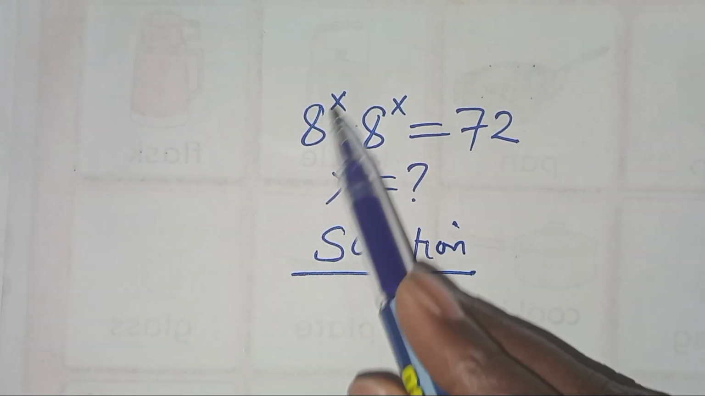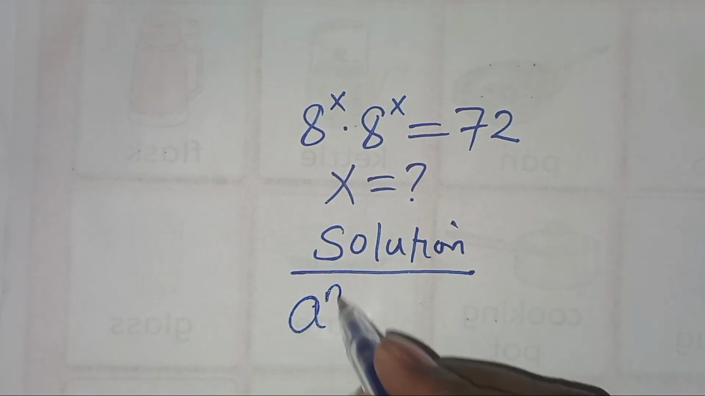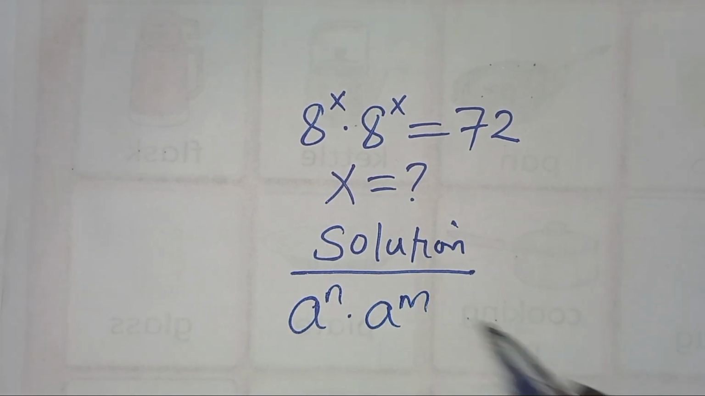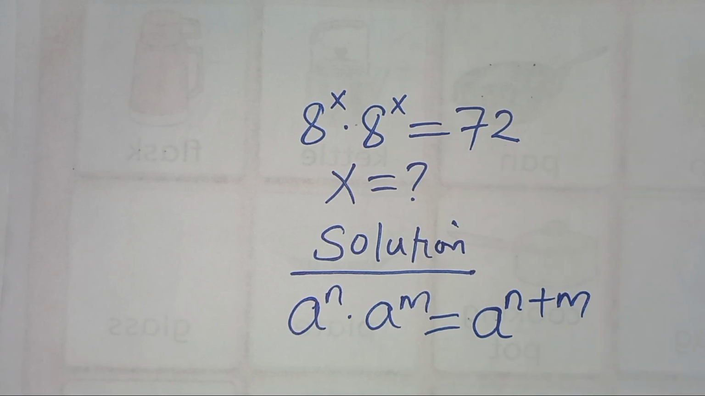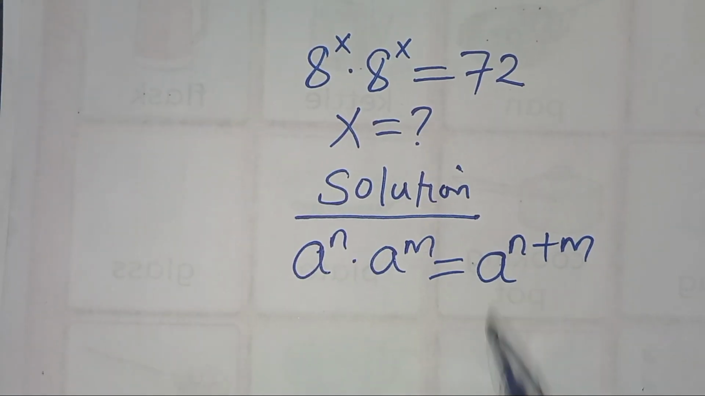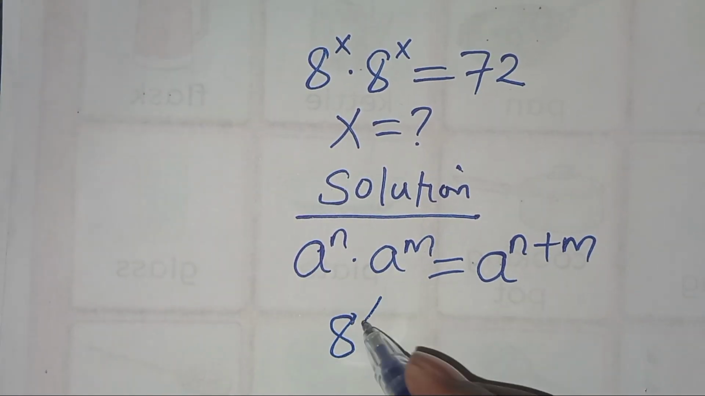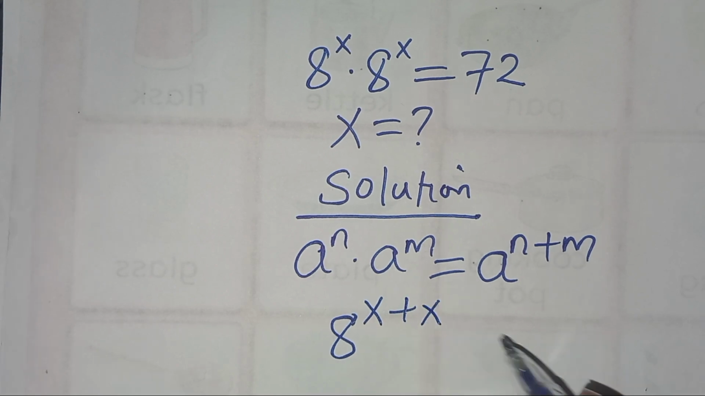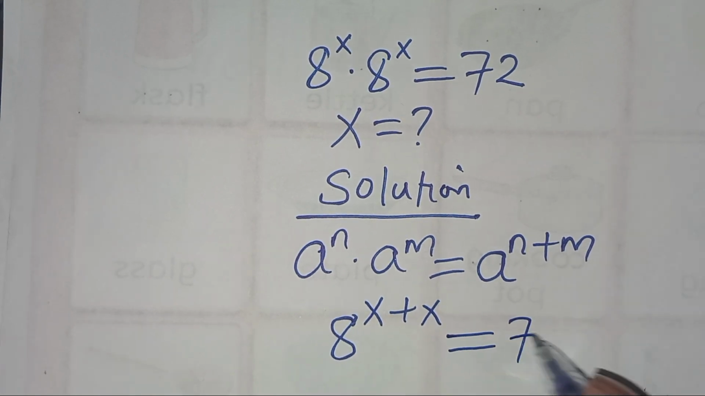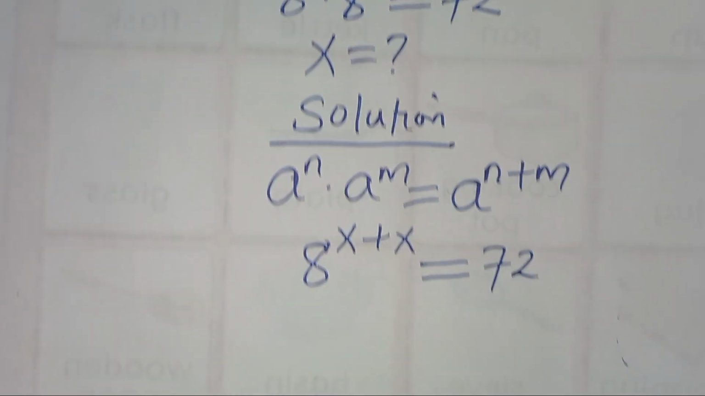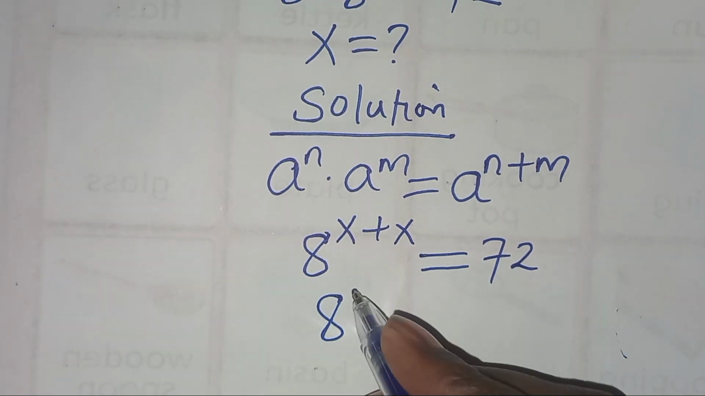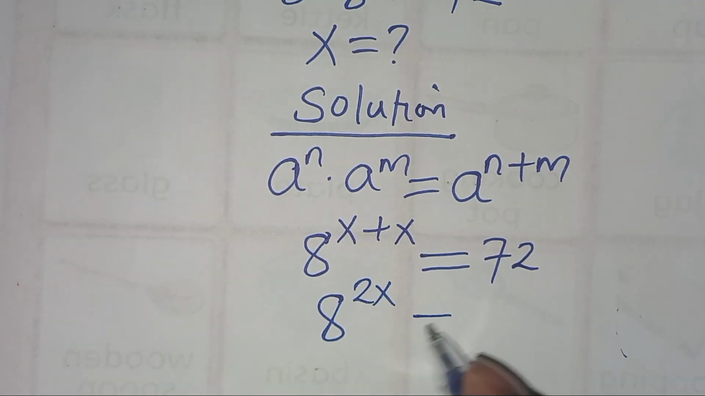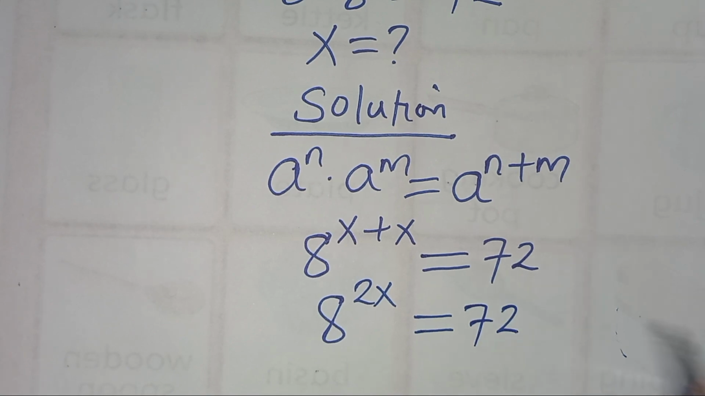This exponential equation is in the form of a to the power n times a to the power m, which we can express as a to the power n plus m. Applying this exponent property, we'll have 8 to the power x plus x. This is equal to 72. Now the next step here, we'll have 8 to the power x plus x, this is 2x. This is equal to 72.